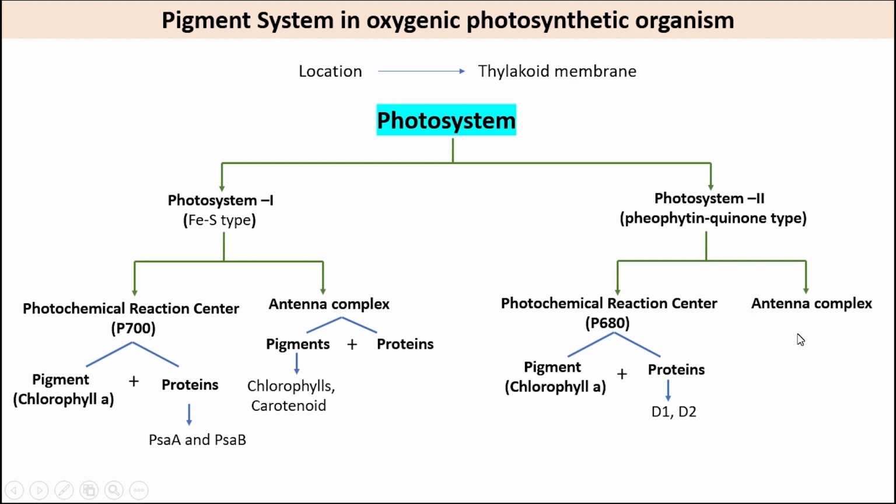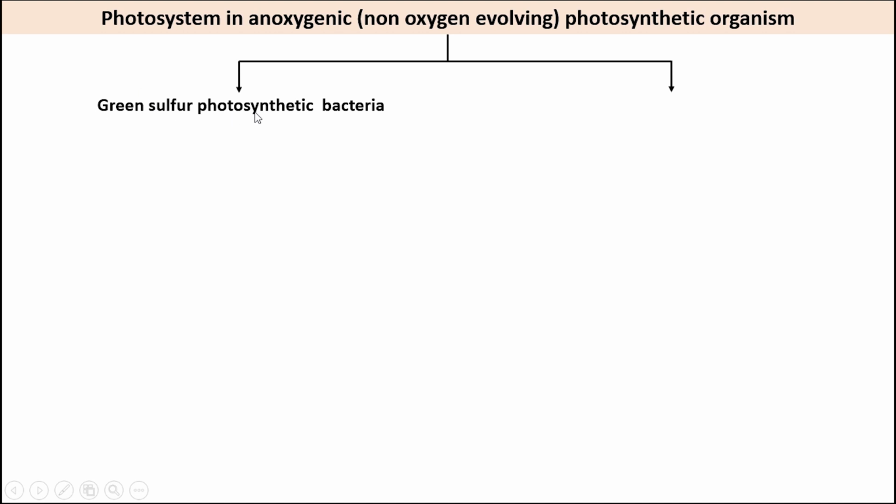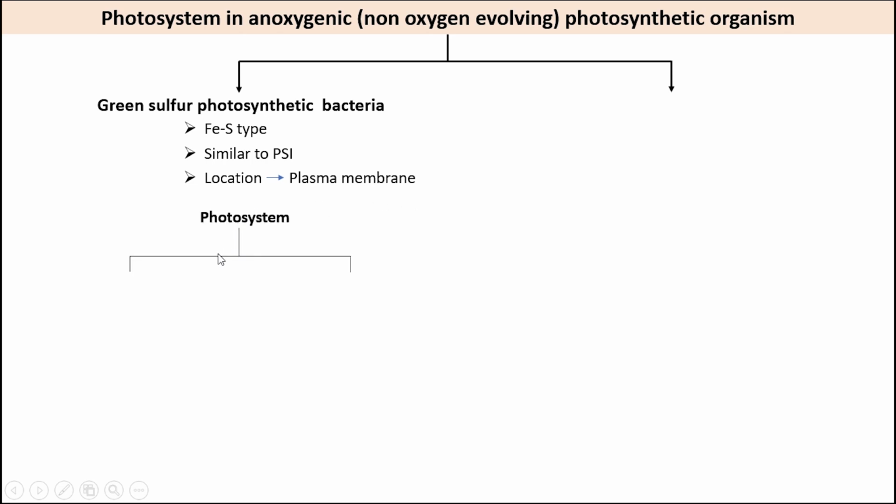Photosystem in anoxygenic, non-oxygen evolving, photosynthetic organism. In green sulfur photosynthetic bacteria, it contains FeS type photosystem. It is similar to photosystem 1 in oxygenic organism. It is located in plasma membrane. It contains bacterial chlorophyll and proteins in photochemical reaction center.